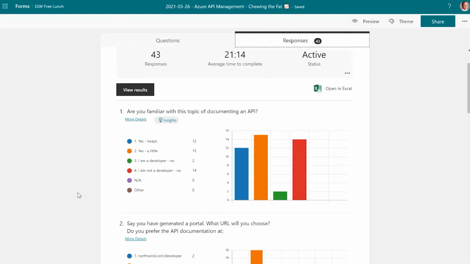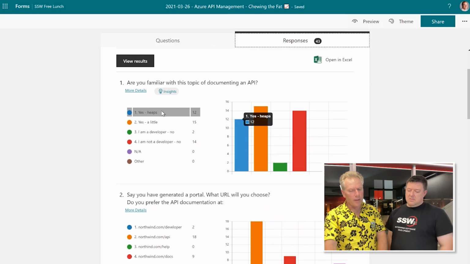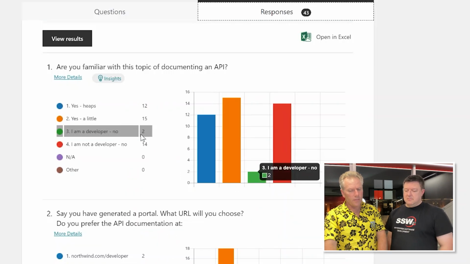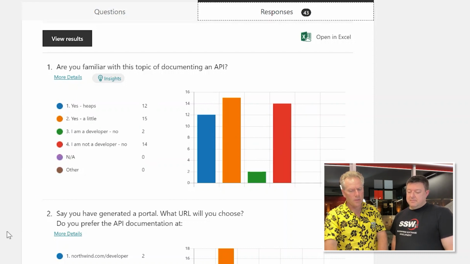Let's look at the first one. Are you familiar with the topic of documenting? I'm a developer. No, it's very rare that a developer doesn't know. Lots of non-developers don't know. All right. That's expected. Yeah. So let's move on to the second one.